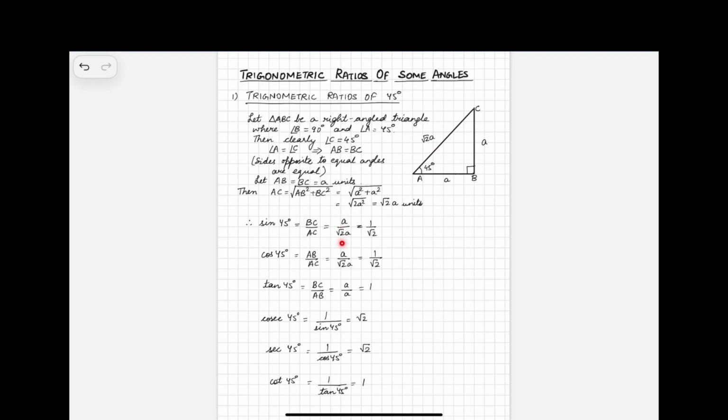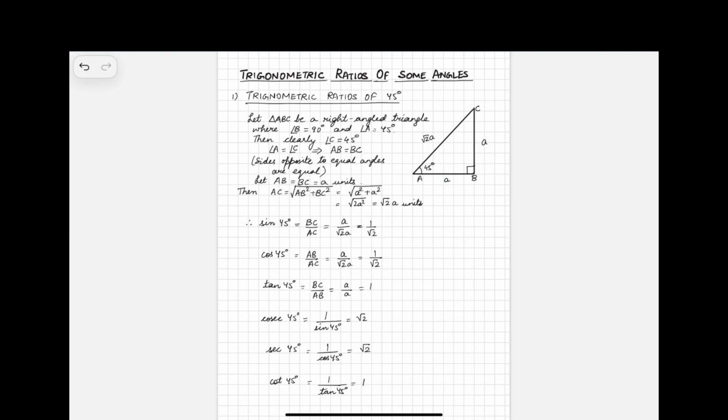So this becomes A by root 2A, which is equal to 1 by root 2. Similarly, we get cos 45 degrees, base by hypotenuse. So A by root 2A, which is 1 by root 2. Tan 45 degrees is perpendicular by base, which is A by A, which is equal to 1.